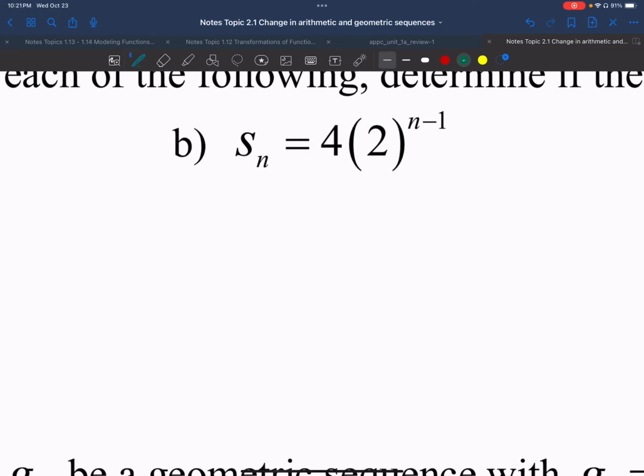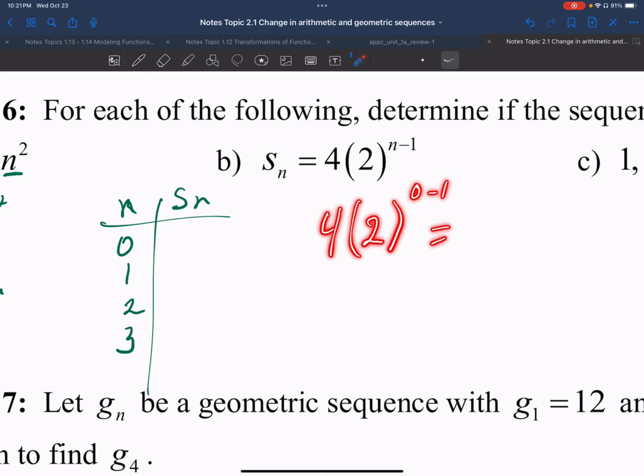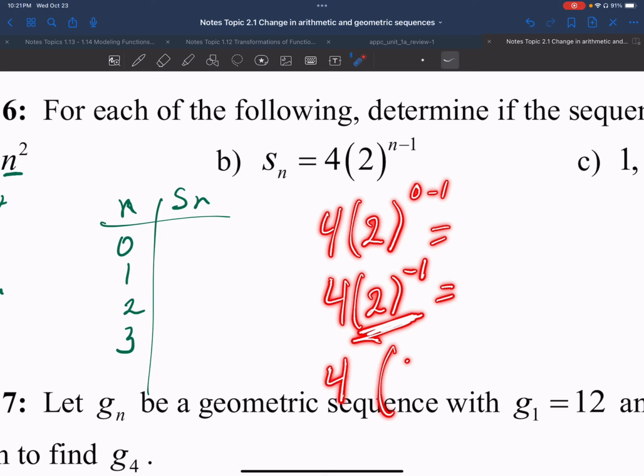Okay, for the next one, I'm going to create my table again. So n on the left, S of n, 0, 1, 2, 3. Now I'm going to start plugging in these numbers. When I do this, I do 4 times 2 to the power of 0 minus 1, which is the same as 4 times 2 to the power of negative 1. If you remember from algebra 2, every time you have a negative exponent, you can make it positive by sending it to the denominator. So this is the same as 4 times 1 over 2 to the positive 1, which is just 1/2. Put it over 1. That will be 4 divided by 2, which is 2. So that will be my initial term.